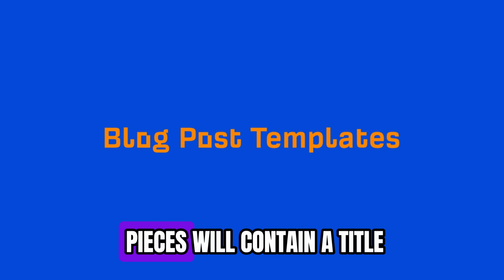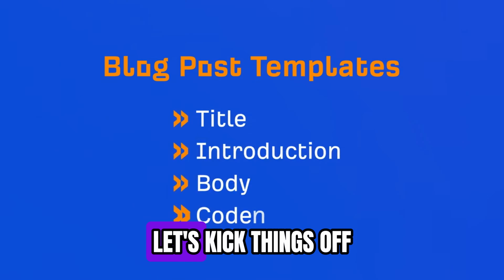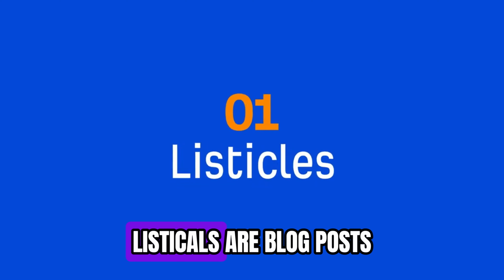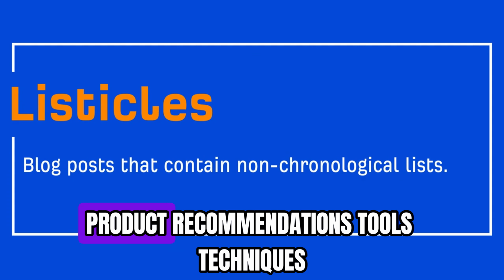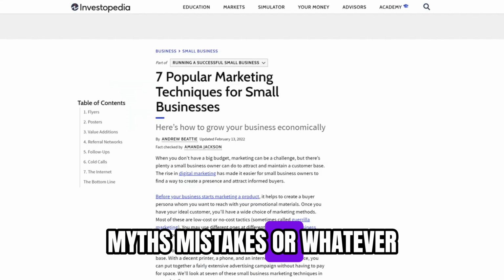All of these content pieces will contain a title, introduction, body, and conclusion. Let's kick things off with the first post type, and that's listicles. Listicles are blog posts that contain non-chronological lists such as tips, product recommendations, tools, techniques, myths, mistakes, or whatever.